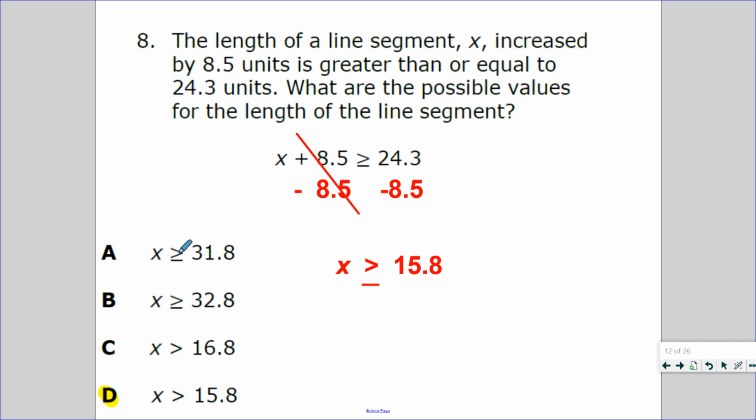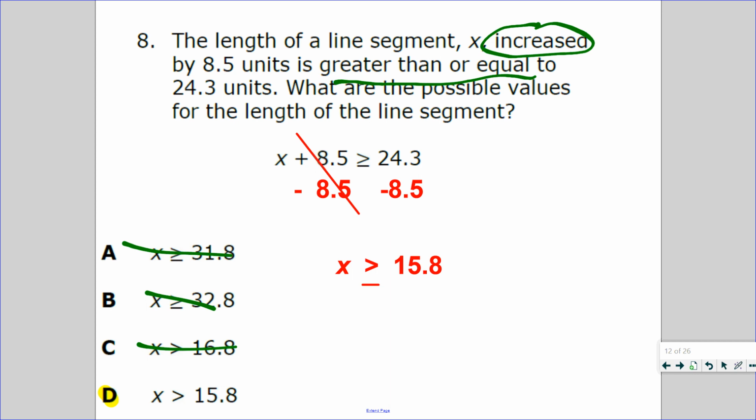Number 8. The length of a line segment x increased by 8.5 units is greater than 24.3. What are the possible values? So here is the inequality. If I want to isolate x, I have to subtract 8.5 from both sides. Cancel. 24.3 minus 8.5 is 15.8. So I know A, B, C are out, and that's the only one that has 15.8 in it.